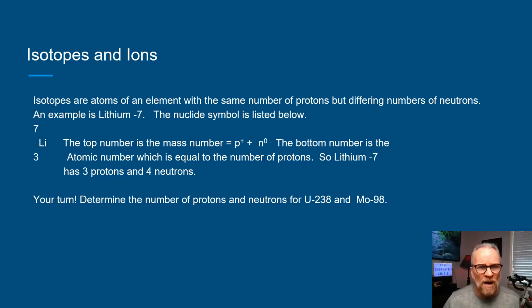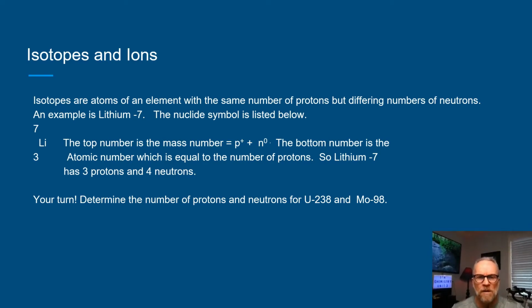And so our example here is lithium-7, the isotope lithium-7. This top number is the mass number, which is equal to the number of protons plus the number of neutrons. And the bottom number is the atomic number, which is equal to the number of protons. So lithium-7 would have 3 protons and 3 electrons. It's a non-charged atom. And 7 minus 3 will give us 4 neutrons. So why don't you practice that skill for a minute, and then we'll get back together and discuss the answer.